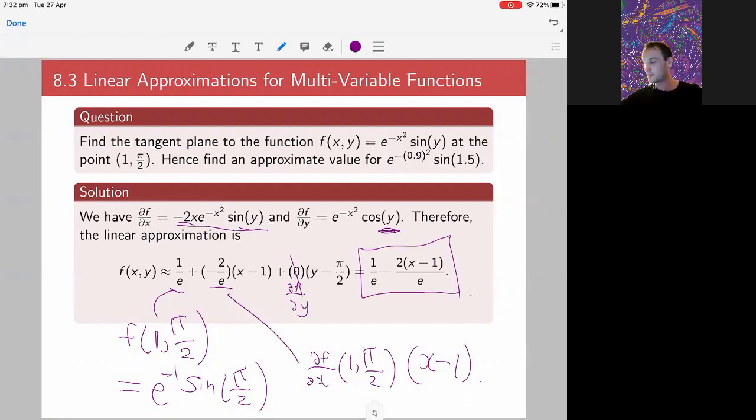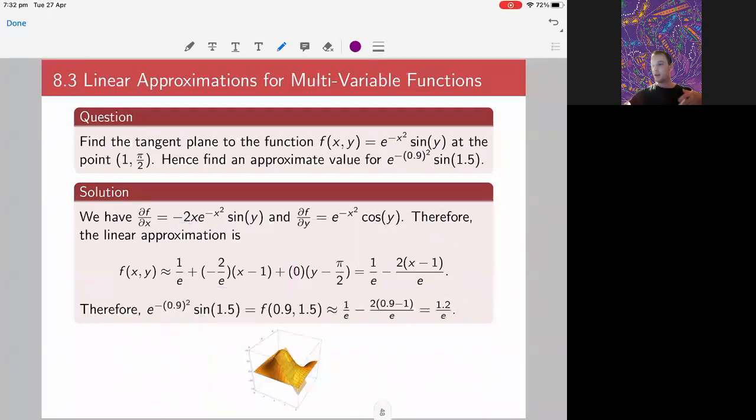So this is quite nice. Now what? Well, this is the tangent plane. But the question also asks us to evaluate this, or at least approximate that particular value there. Let's do that. e to the minus 0.9 squared times sine of 1.5 is the same as the function f evaluated with x equals 0.9 and y equals 0.5.